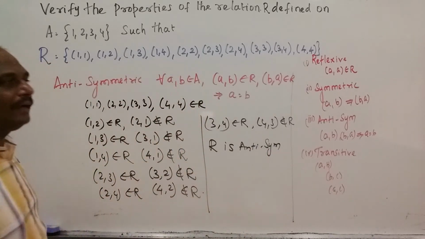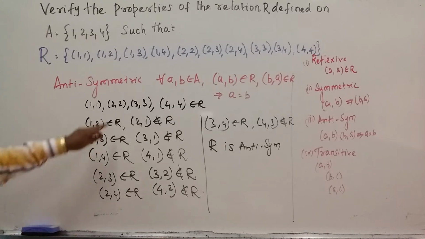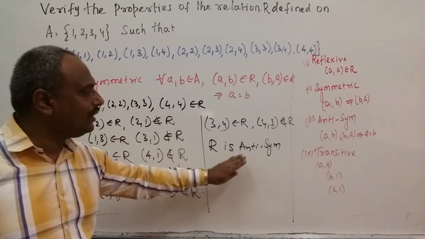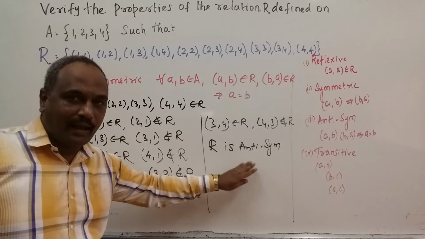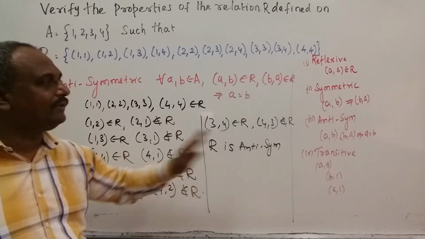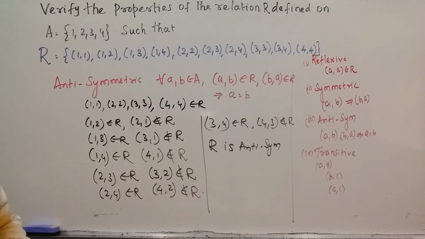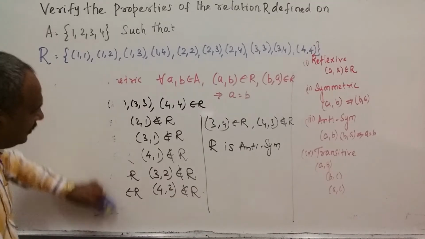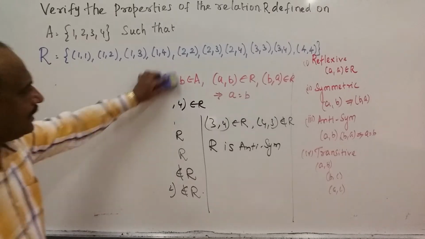If you could find any one number or one element, immediately we are going to say this is not anti-symmetric. Understand the idea now? The last one we are going to discuss is transitive.